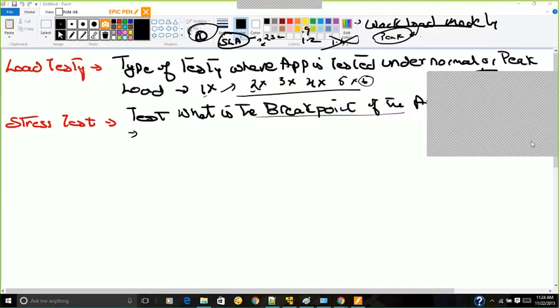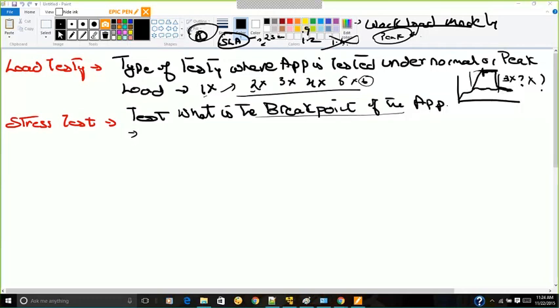So here the load is like the number of customers using your website, right? Correct. The load is the number of customers using the website. And 1x, 2x means you are virtually providing that many customers to your application and seeing how fast or how well your application is running.